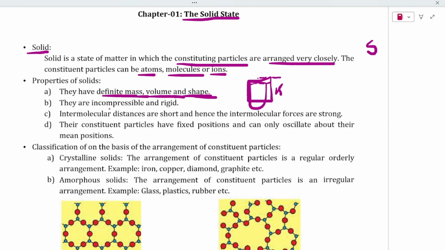They are incompressible and rigid. What is the meaning of incompressible? Compressible means you can compress it. If you have two solids, you cannot compress them, press them or something like that. It will not change any of its state. It will not be pressed, because it is solid and has very high mass.